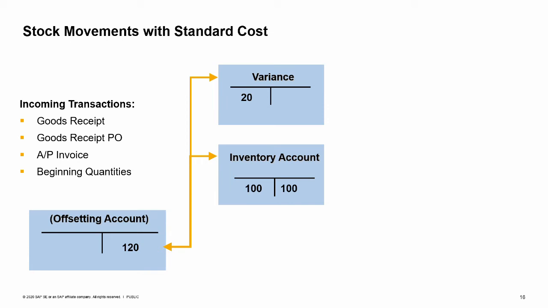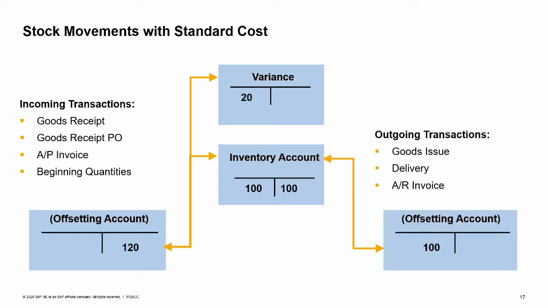Here is a graphic look at what happens when you receive an item with a standard cost. In this example, the value of the item when received is 120. However, our item's standard cost is set at 100. The journal entry will post the amount of 120 to the appropriate account depending on the type of transaction used. Here we have labeled it as the offsetting account. Since the standard cost is 100, 100 is posted to the inventory account for the 1 unit purchased. The difference of 20 is posted to the variance account.